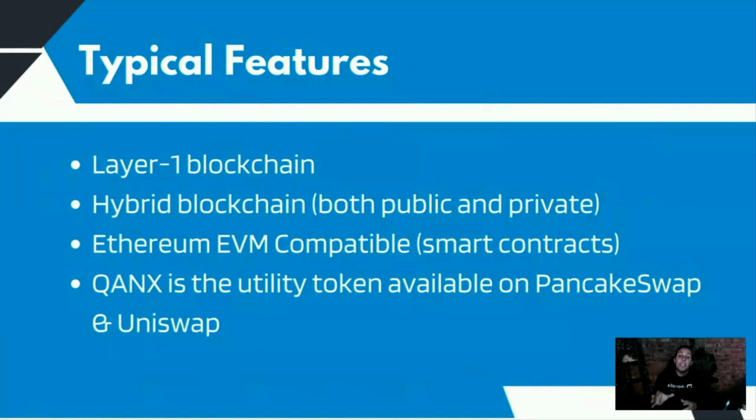QANX is the utility token that gets used on the QANplatform. So QANX, similar to ETH for Ethereum, QANX is for the QANplatform, and it is currently available on PancakeSwap and on Uniswap. If you want to trade and actually acquire some QANX, you are able to do it via those platforms. And if you've got a MetaMask wallet or Trust wallet, you're well on your way.